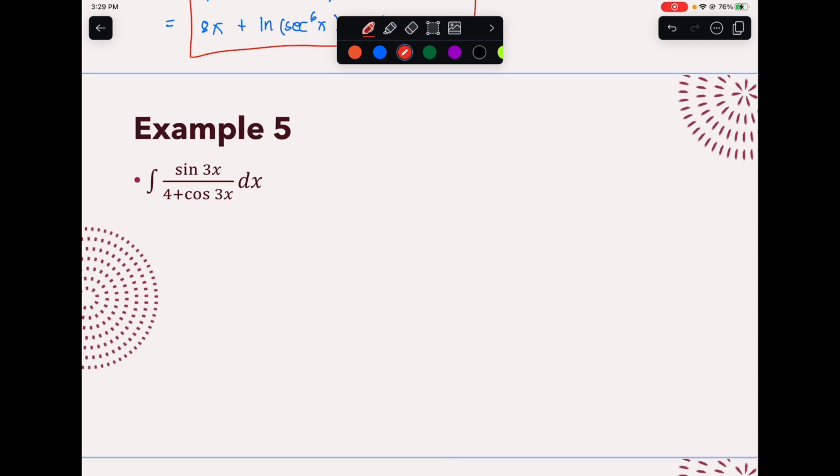For example number 5, again, the operation involved here is a division. Okay, so it's a rational integrand. Sine 3x all over 4 plus cosine 3x. In a similar way, we cannot just integrate sine 3x and then integrate the 4 plus cosine 3x. That's not the answer. This is the same as the product rule. We cannot distribute the integral operation to the numerator and the denominator.